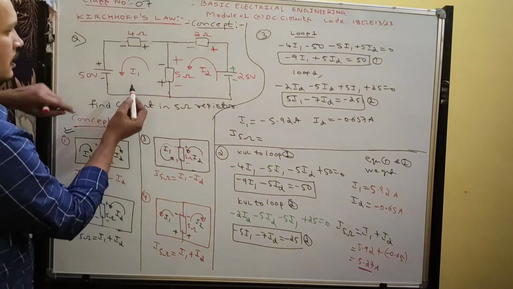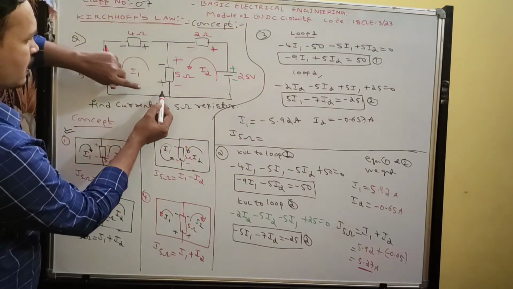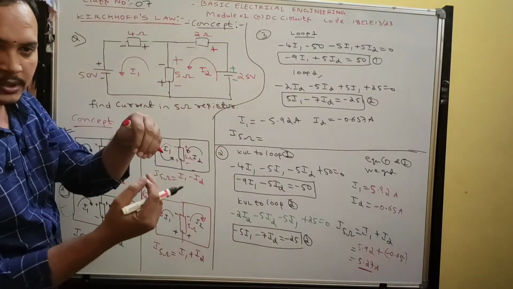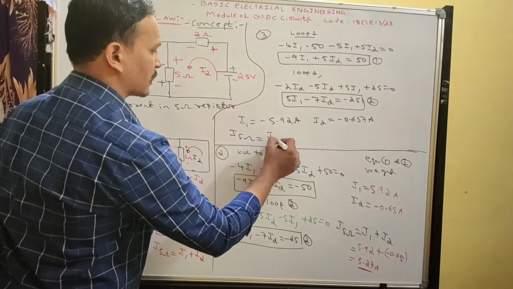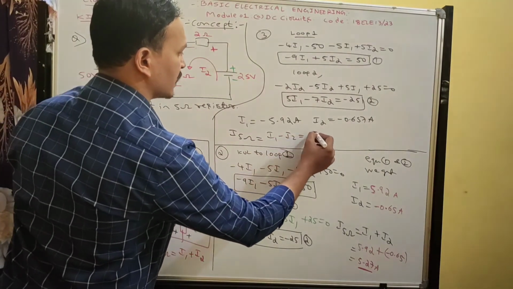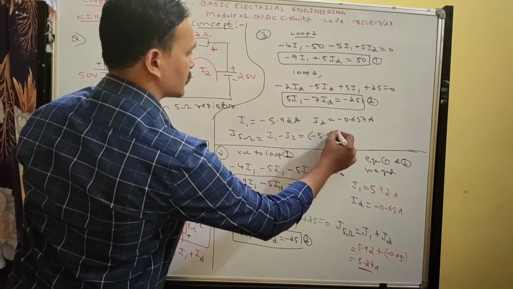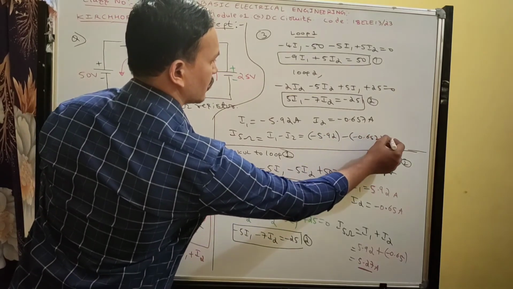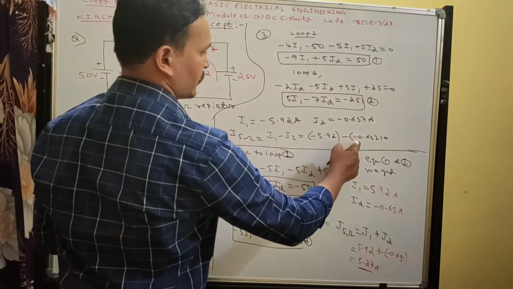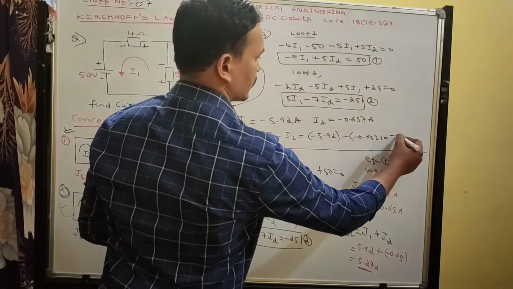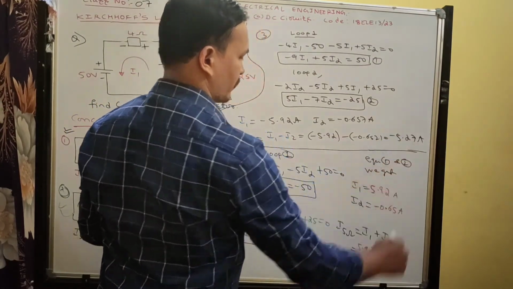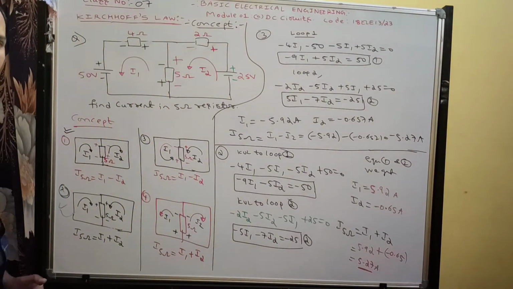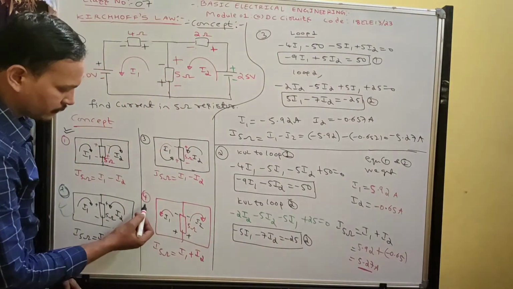See, look at here, this arrow mark and this arrow mark, both currents are in opposite direction. Therefore, you should subtract I1 minus I2. What is I1? Minus 5.92. Minus of what is I2? Minus 0.657. If you simplify this, minus to minus becomes plus, so you will get minus 5.27 ampere. You will get the same answer, only the sign changes. Okay, got it? Next, the fourth case.